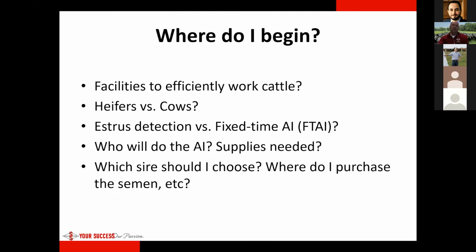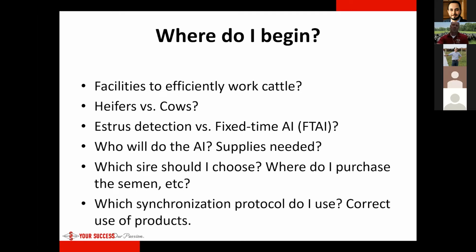I'm going to touch briefly a little bit on which sire you should choose. Dr. Dalton talked about earlier some of the sire effects and looking at breeding philosophies as far as what you want to do, developing replacement females for yourself, or whether you're going to be selling all your calves as maybe a terminal cross. And then also visit a little bit about where you purchase semen and those criteria.